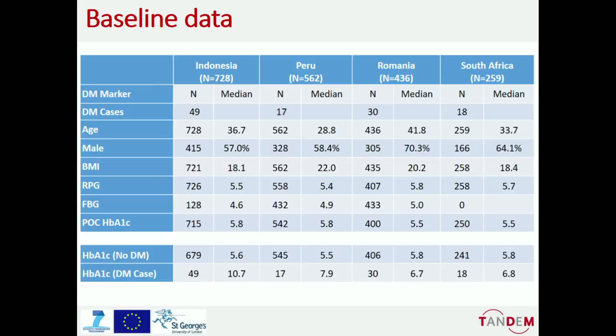Okay, so we have a cohort of just under 2,000 newly diagnosed pulmonary TB patients. Among these individuals, we found 114 new diabetes cases. That's a prevalence of around 6%. But remember, this is excluding previously diagnosed diabetes. In general, data were mostly complete on anthropometric measurements, although there was some difficulty in obtaining fasting blood glucose, particularly in South Africa and Indonesia.